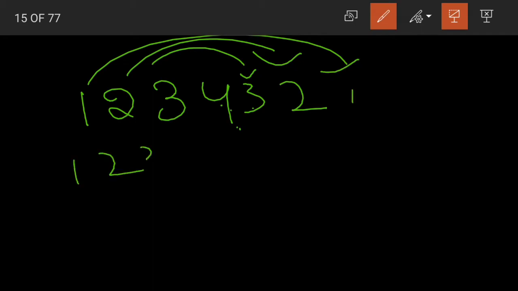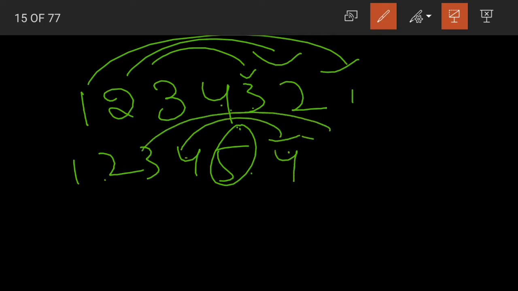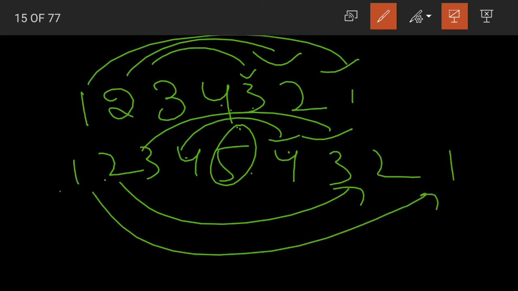See, 1, 2, 3, 4, 5 means now 5 will be our middle number. Then from 5 I will start writing the reverse: 4, 3, 2, 1. Understood, children? 1, 2, 3, 4, 5, and then from 5 I will write backwards: 4, 3, 2, 1. Okay.